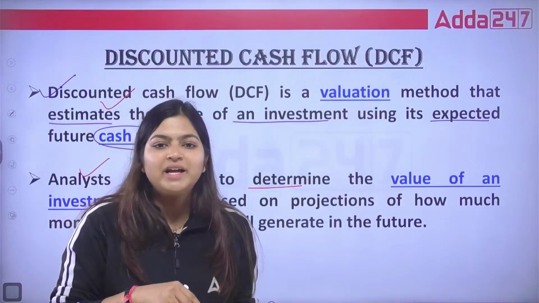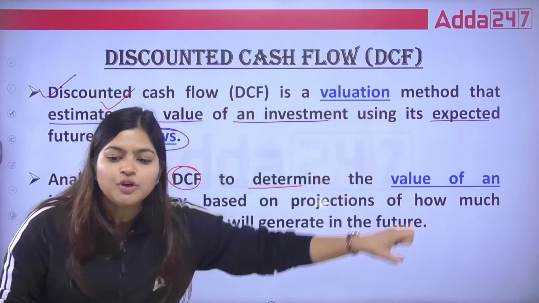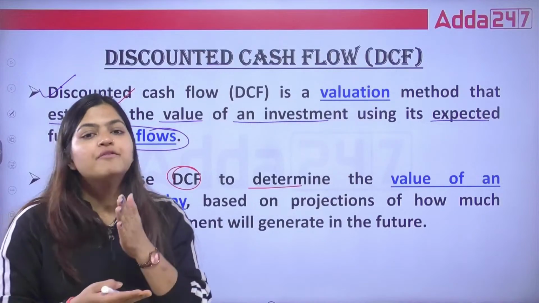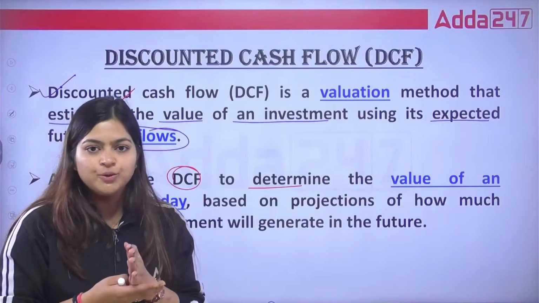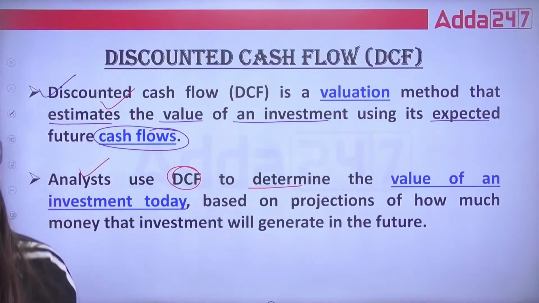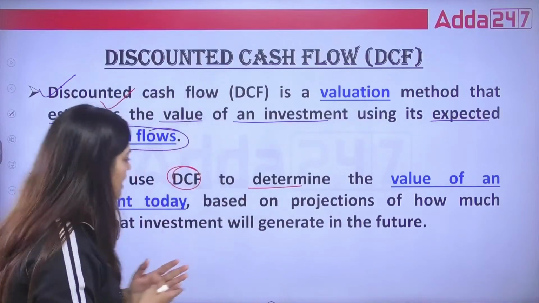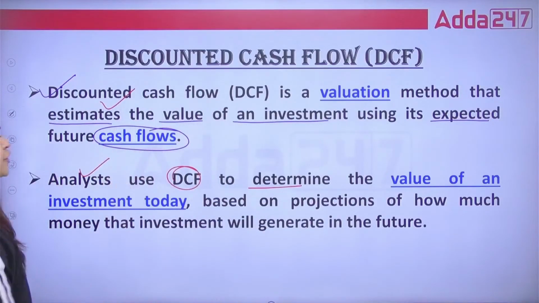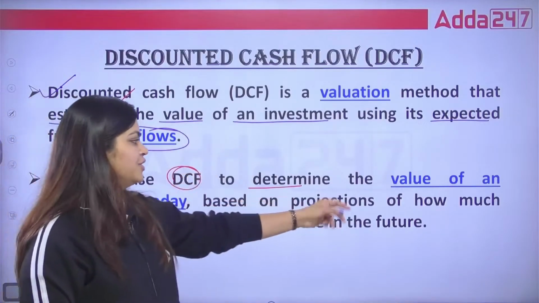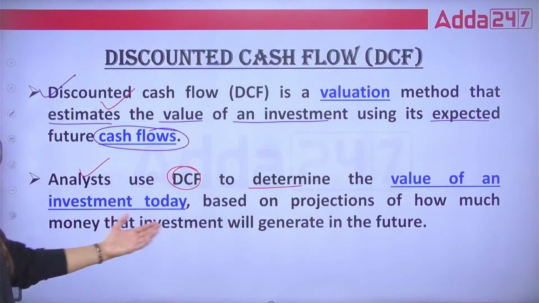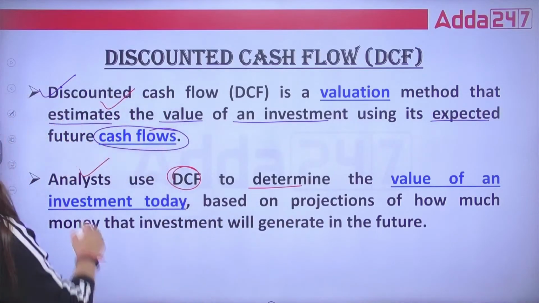Today I am going to make a decision. Yes. So how am I going to make a decision? By estimating future cash flow. With that future cash flow, I am going to estimate today's value. I hope everyone understood this part. Yes. So this is what discounted cash flow is. Correct. So analysts use DCF to determine the value of an investment today based on projections of how much money that investment will generate in the future. So this is your DCF.